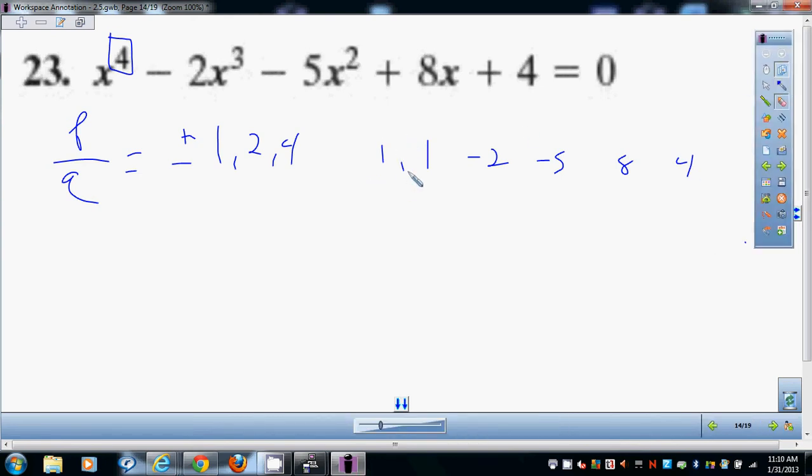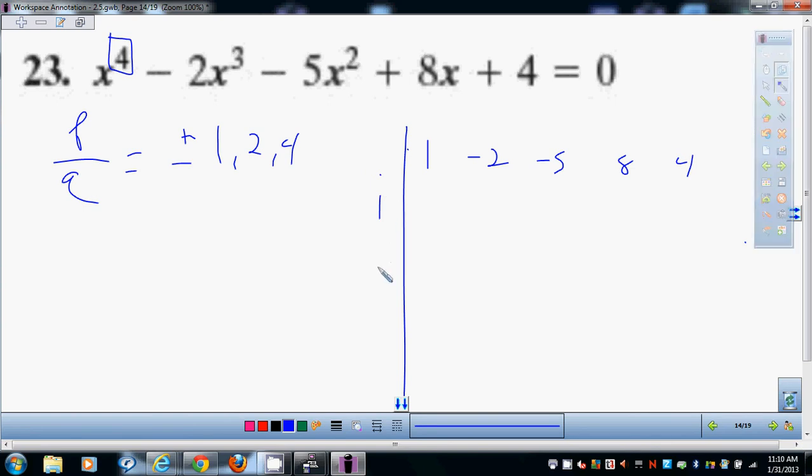So you drop the 1, multiply. 1 plus negative 2, multiply. Negative 1 plus negative 5, multiply. So it's still not a 0. This is our remainder column.